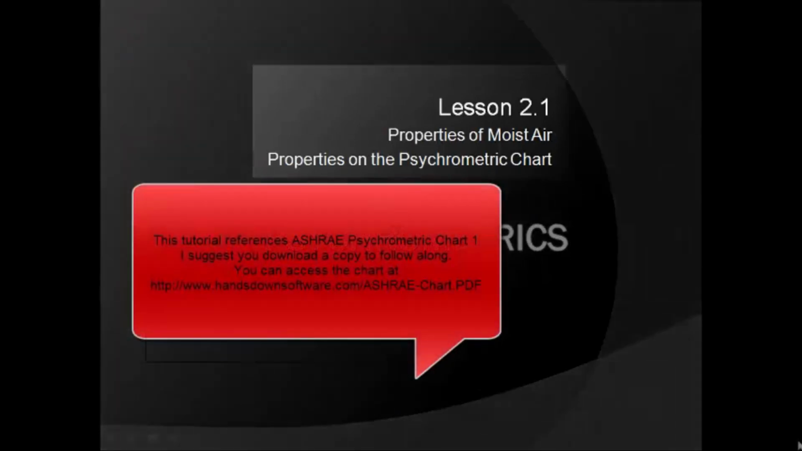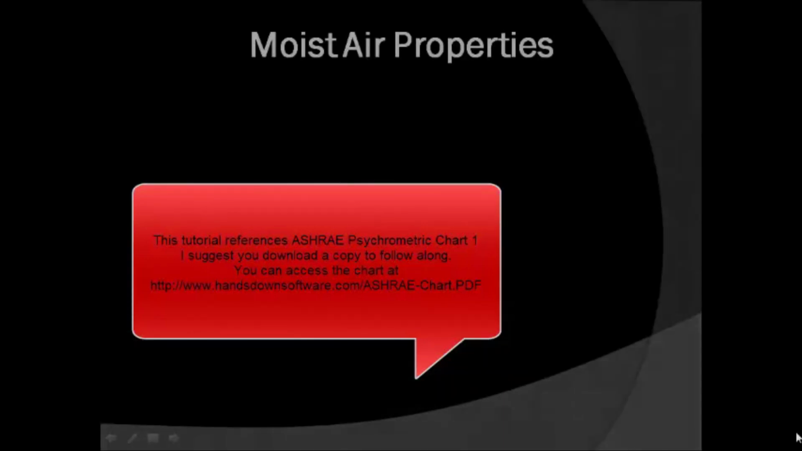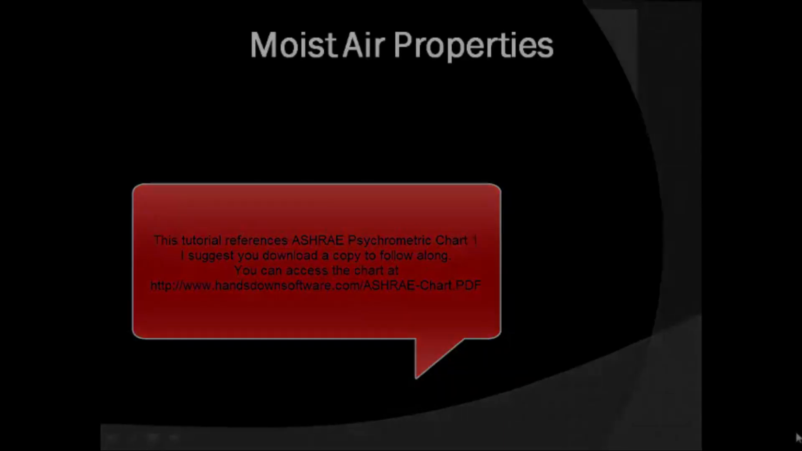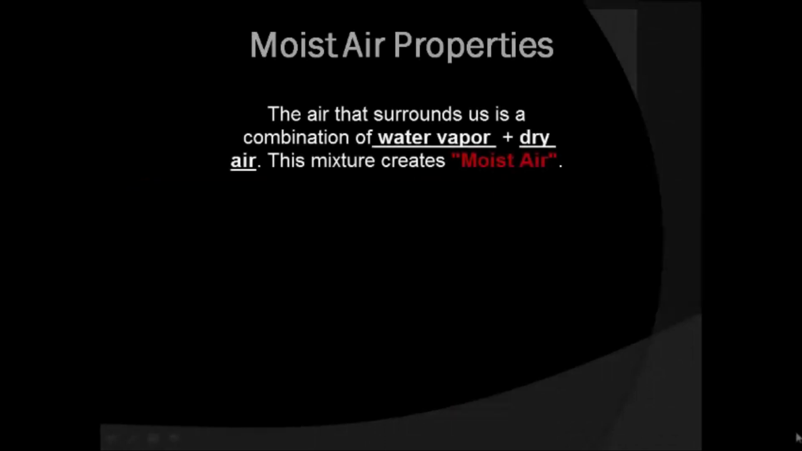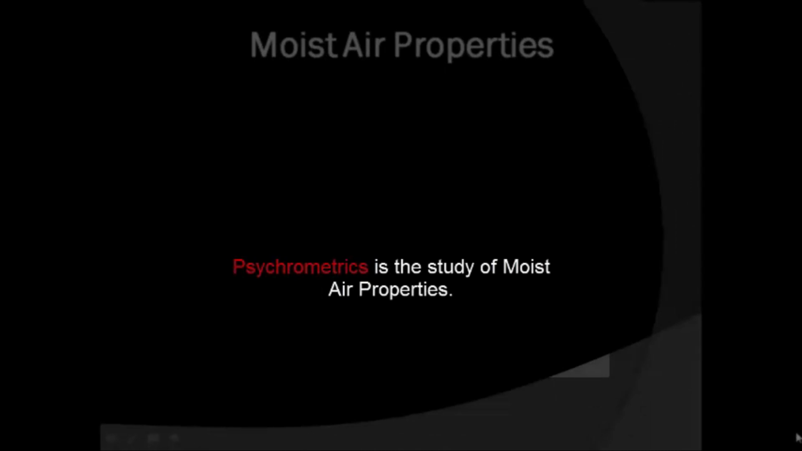2.1 Properties of Moist Air and the Psychrometric Chart. Moist air properties. Atmospheric air is a mixture of both dry air and water vapor. It is this mixture that is referred to as moist air. Psychrometrics is the name given to the study of the air and water vapor mixture.